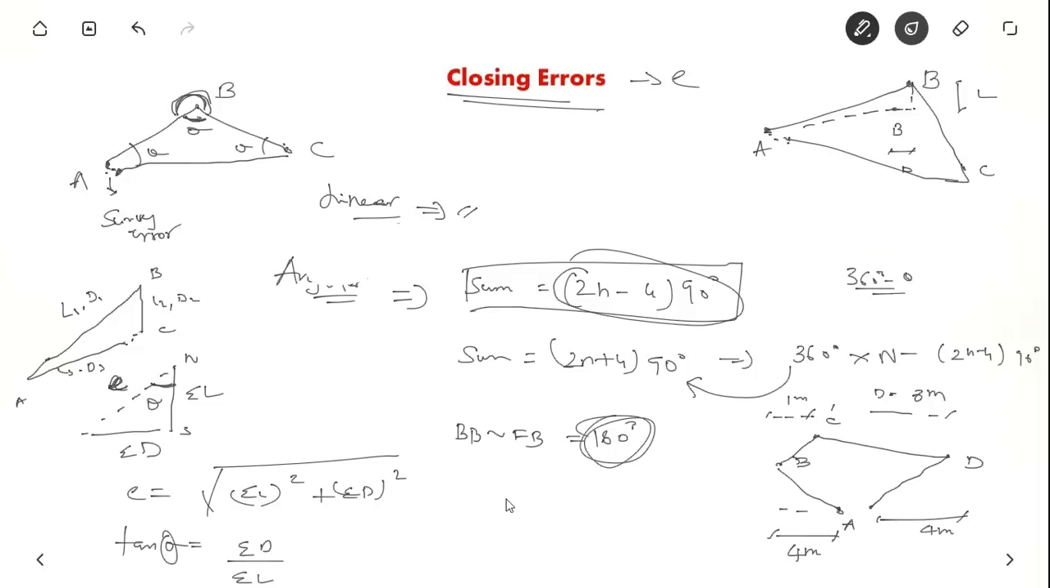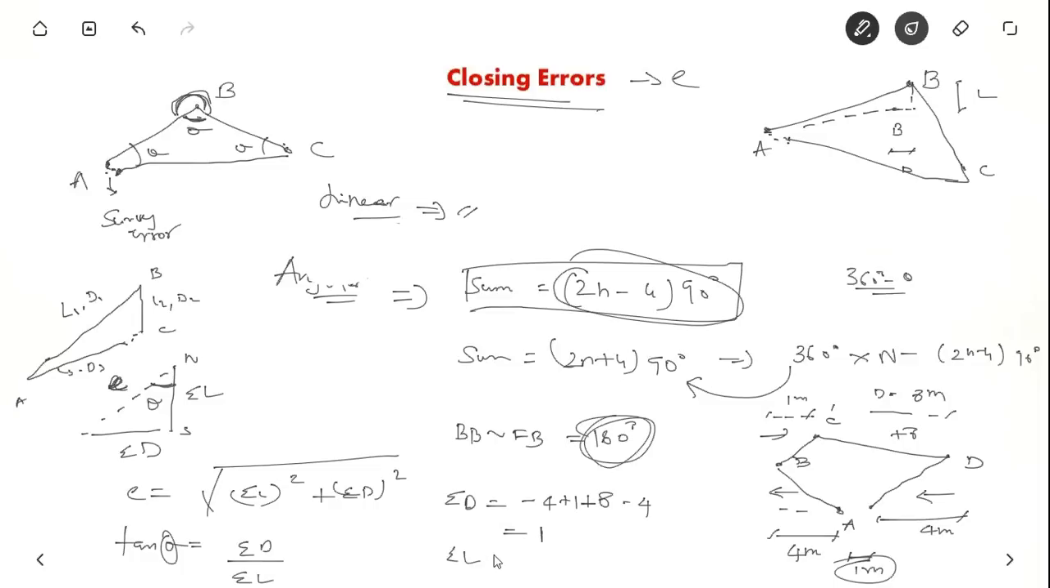So let us calculate sigma D here. AB is minus 4 because it is going towards the west side, and from B to C it is going towards the east side, so I am taking plus 1. From C to D again it is going towards the east side, so it is plus 8. From D to A again it is going towards the west side, so minus 4. If you solve this, you will get 1. So this 1 meter is the departure error.